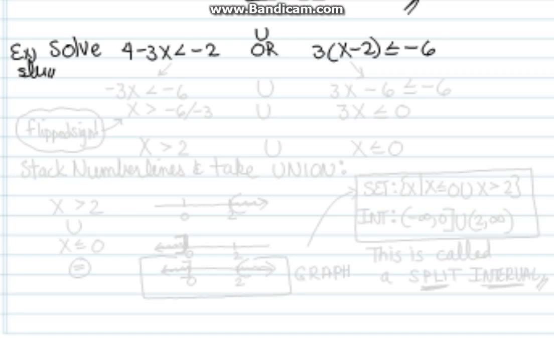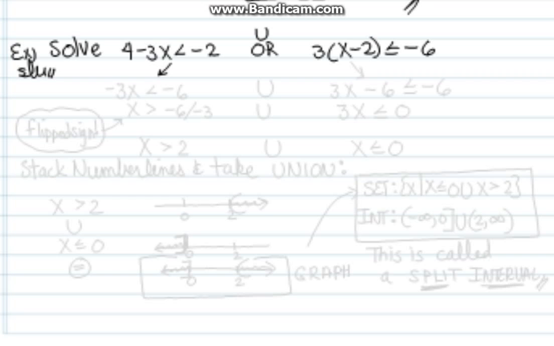Here we're asked to solve the union of two inequalities, not the intersection, not an upside down cup or the word and. No, we have a U and the word or. You can have either of those there, and either of those represents the union of all the solutions to the inequality on the left and all the solutions to the inequality on the right. So we have on the left 4 minus 3x is less than negative 2, and on the right we have 3 parentheses x minus 2 is less than or equal to negative 6.